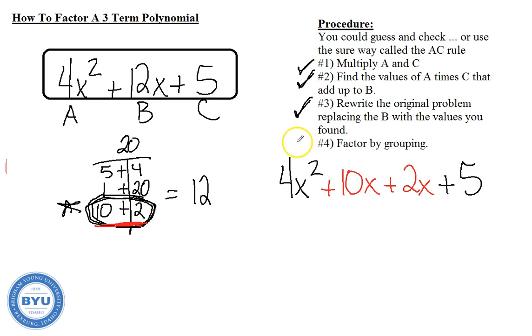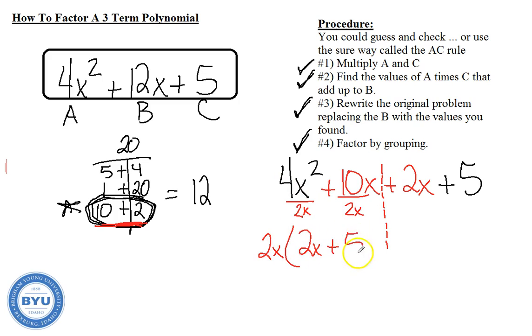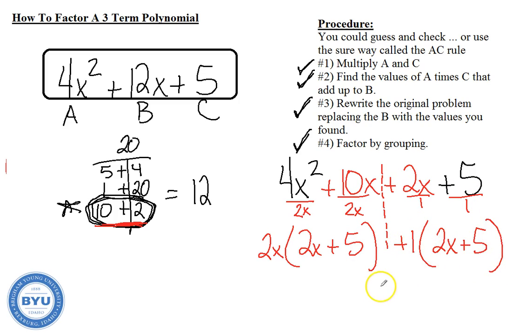There it is. Step number 4 is to factor by grouping. So we're going to take this problem, chainsaw it in half, or group it, and I'm going to factor out the left. Let's see, what will come out of these two terms in the left? A 2 and an x. So I'm going to factor out a 2x. When I do that, I'd be left with 2x plus 5. Over here, there's nothing to factor out, just a 1. So I'd be left with 1 and 2x plus 5.